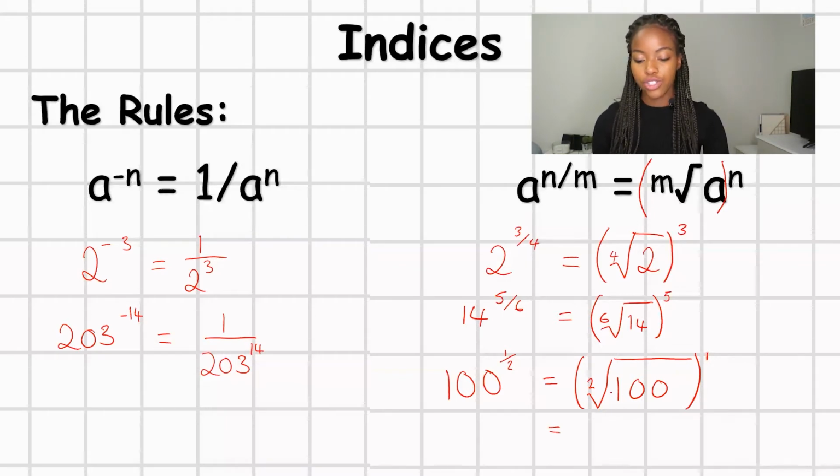Anything to the half is just finding the square root, and that is because when you substitute it into the formula, we have the 2 root here, which just means the square root. Something has been multiplied by itself 2 times to get that's 10. So this would just be 10 to the power of 1, which is just 10. If you do see a half, it usually will be something that you know how to solve.